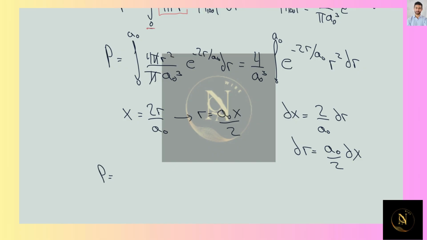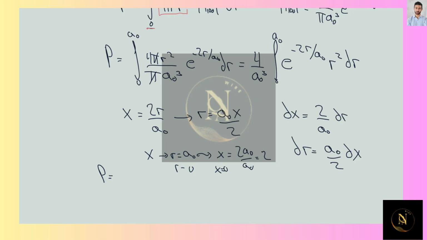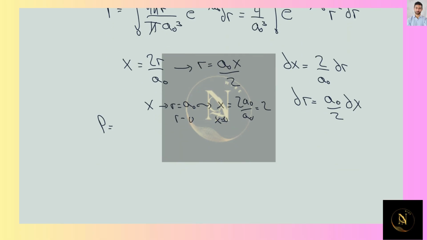Let's go ahead with our probabilities, and we're going to do the integration in terms of x instead of r. So we need to replace the limits. For example, what is the value for x when r is equal to a naught? What is going to happen is that x is equal to 2 times a naught over a naught, so x is equal to 2. And at r equal to 0, x is going to be equal to 0. So whenever we do this change of variable, the limits of integration change from 0 to a naught to 0 to 2.